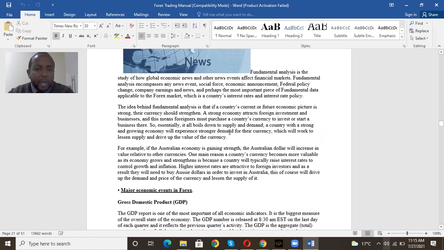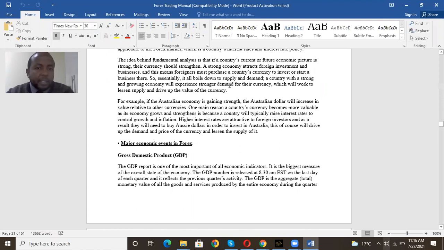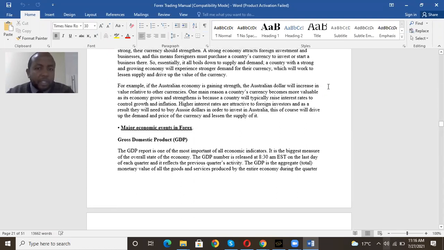So a country with a strong and growing economy will experience stronger demand for its currency. If people have more jobs right now, of course they can spend more. They can go to the mall, to the movies, you know, spend. Somehow that money is being spent, because once you spend money, the demand for that currency will go up, which will work to lessen the supply and will drive the value of that currency up. For example, if the Australian economy is gaining strength, the Australian dollar will increase in value relative to other currencies.